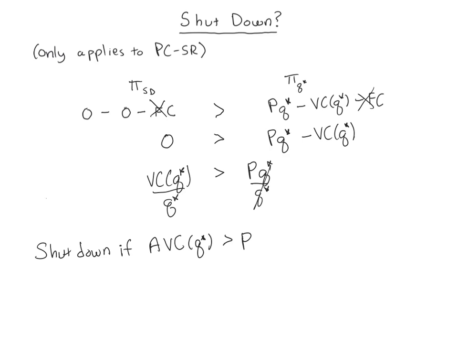And the last thing I want to mention is something I wrote up here. This decision's only relevant for perfect competition in the short run. In the long run, you have the option to exit, so you'd never actually consider whether to shut down or not. You would just make the choice of whether to exit or not.